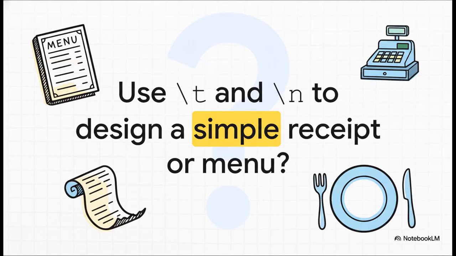So I want to leave you with a little challenge to chew on. Think about something like a restaurant menu or maybe a simple store receipt. How would you use just the \t and \n characters to build a text-based version of one of those? Give it a shot, play around with it, because you now have the fundamental tools you need to tame any text chaos that comes your way.